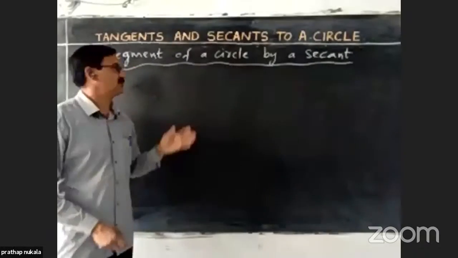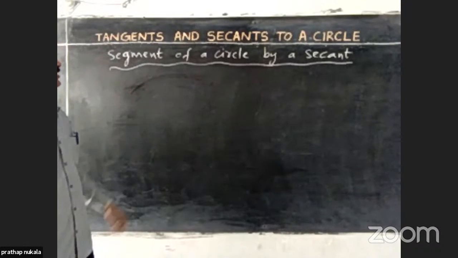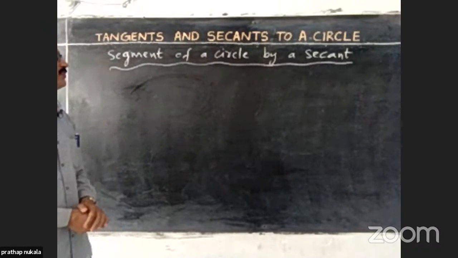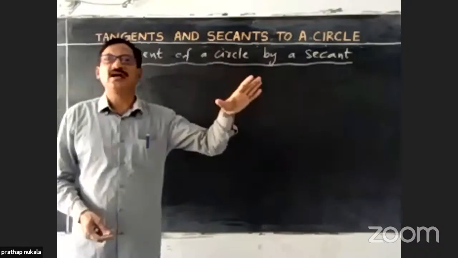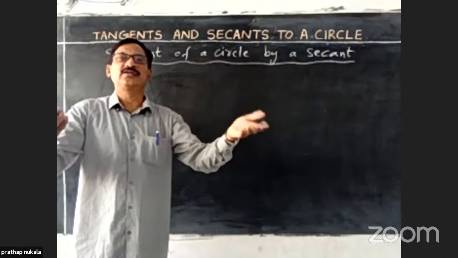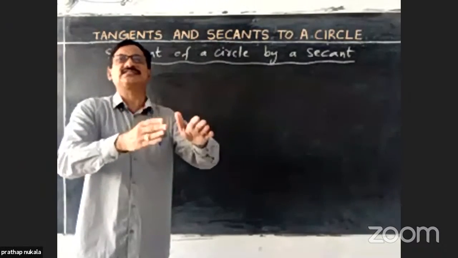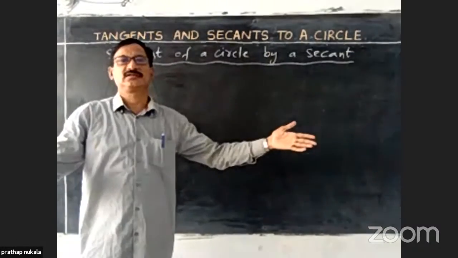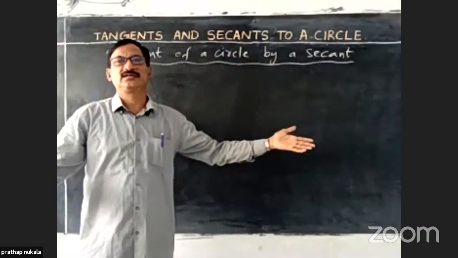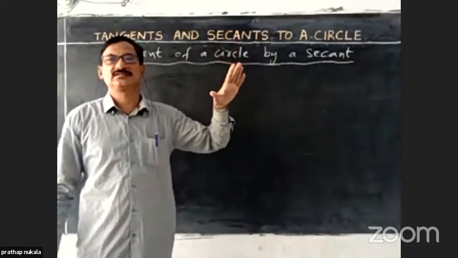Okay, let us know the concepts about segment of a circle, and we have to find the areas of the parts. If a line intersects the circle, then we know that it is a secant. It divides the circle into two parts. Now we have to find the areas of the two parts.